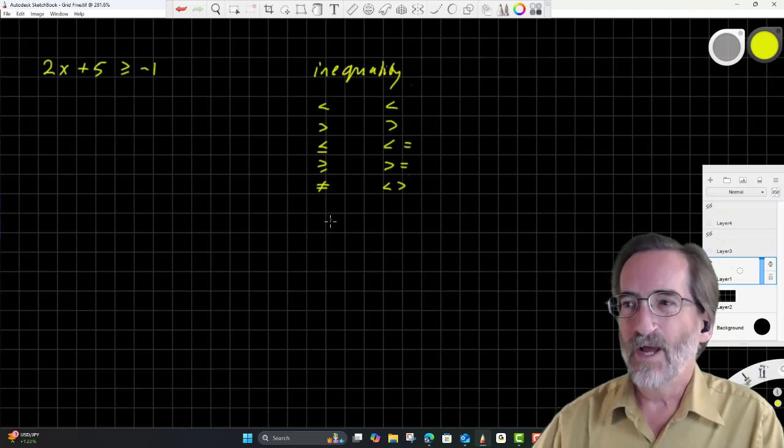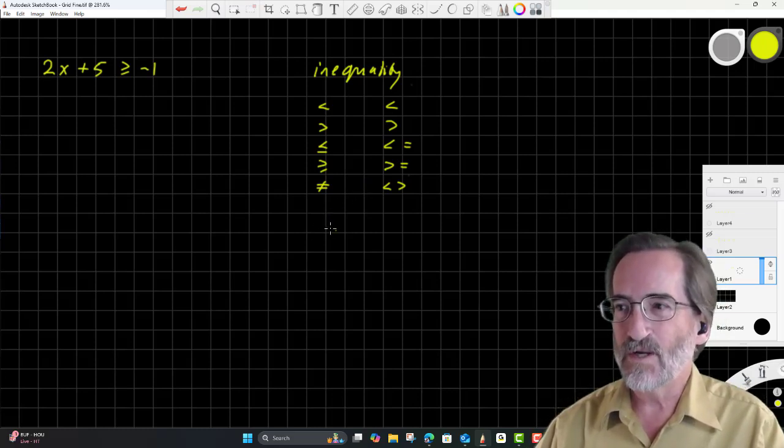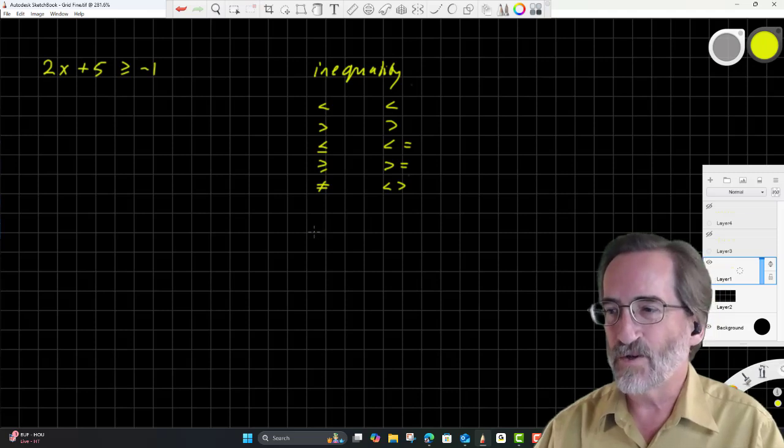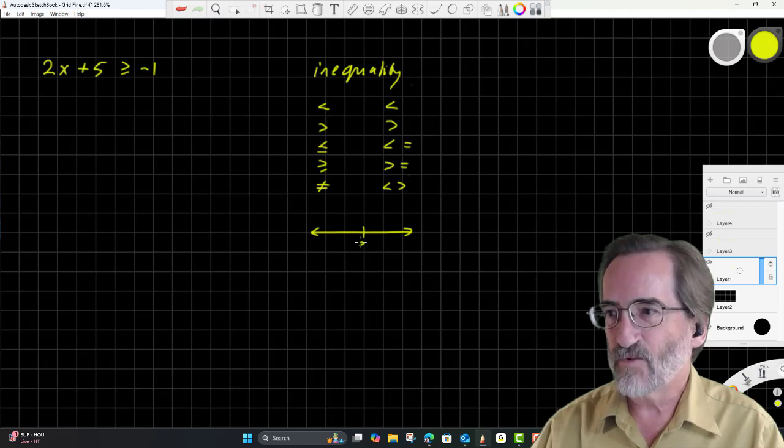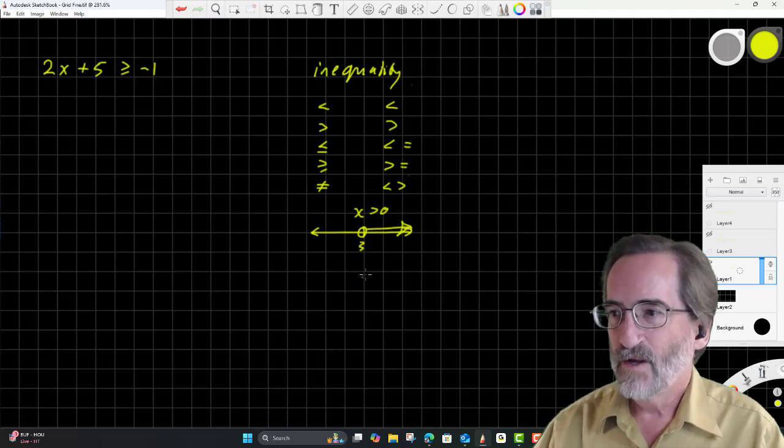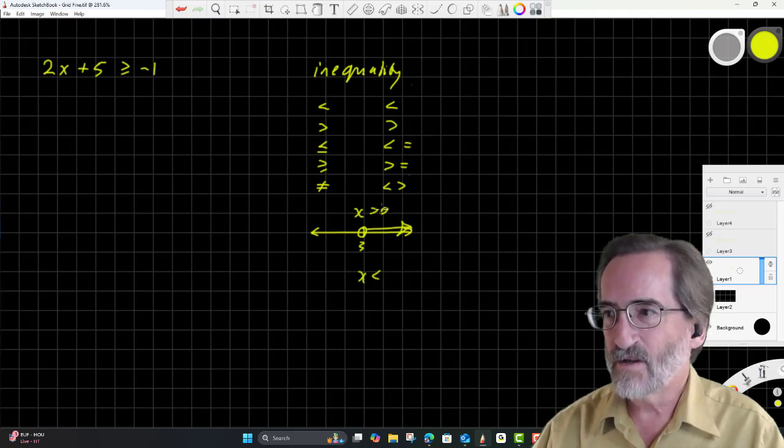Inequality. And for the purpose of inequality, we graph inequalities this way on a number line. So let's say this is the number 3. I would graph x is greater than 3 as circling the 3 and shading to the right. Less than 3, I would circle the 3 and shade to the left.